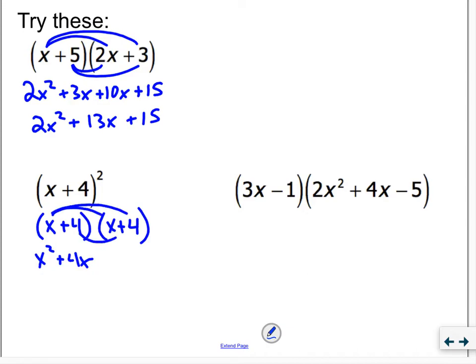Now I got to multiply the 4. So I'm going to get another positive 4x. I'm going to get a positive 16. Again, combine my like terms in the middle. X squared plus 8x plus 16.